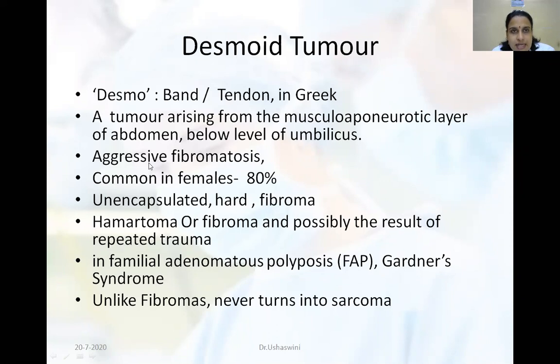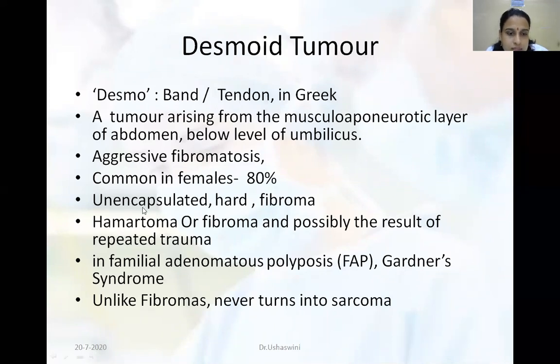What happens here is aggressive fibromatosis. It is a pathological condition usually seen in multiparous women above the age of childbearing age. Usually 80% are seen in such people, and multiparous females are quite commonly affected.